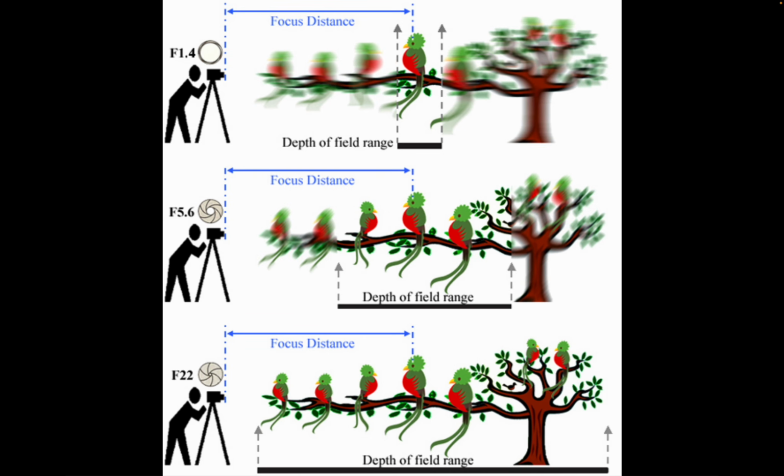Here's a not to scale illustration of that. So if you focus on this same bird in all the pictures, if you use a small number aperture, your range of what's going to be in focus is going to be very limited. Whereas at the bottom, if you use a very small hole, your range of what's in focus is maximized.